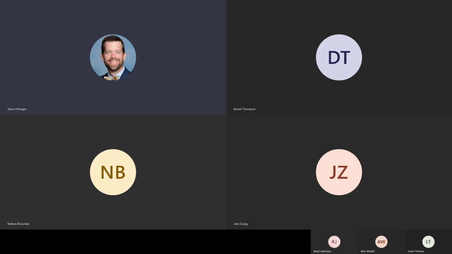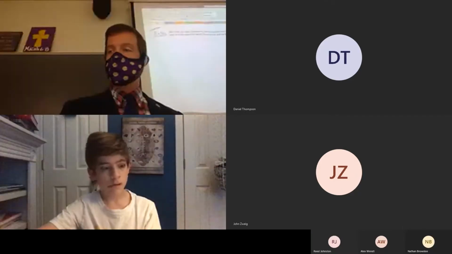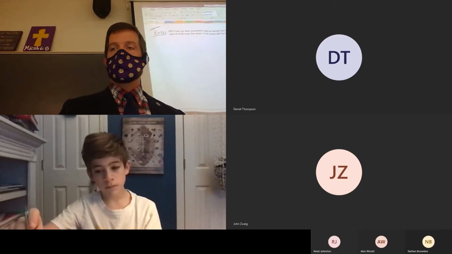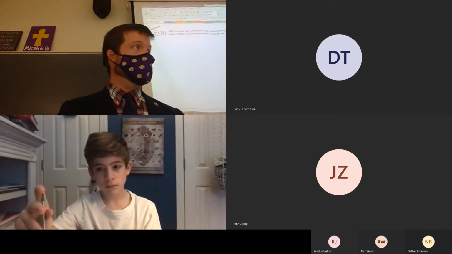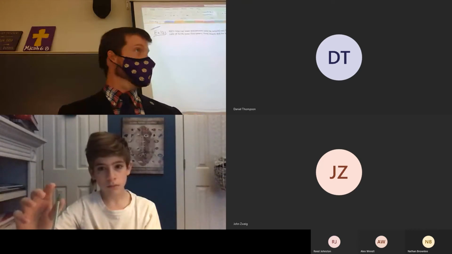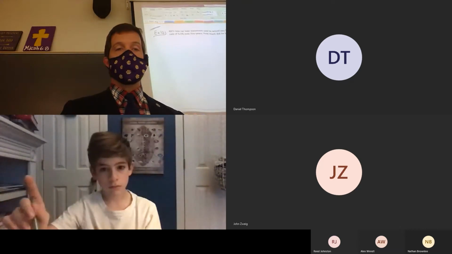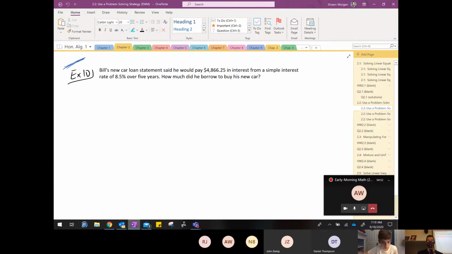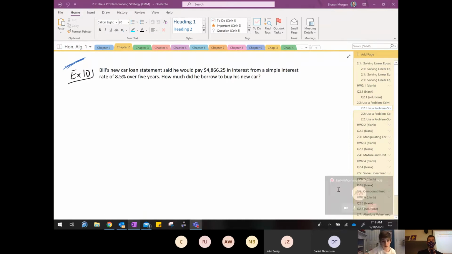Start with it. Okay. Now, it's an example of, let's see here, share the screen. It is an example of a percent change problem, and I thought we might use it as a little warm-up today. So I want you guys to take a stab at that. There it says example 10, Bill's new car loan said that he would pay $4,866.25 in interest. This is a simple interest kind of problem, and we want to know how much did he borrow.